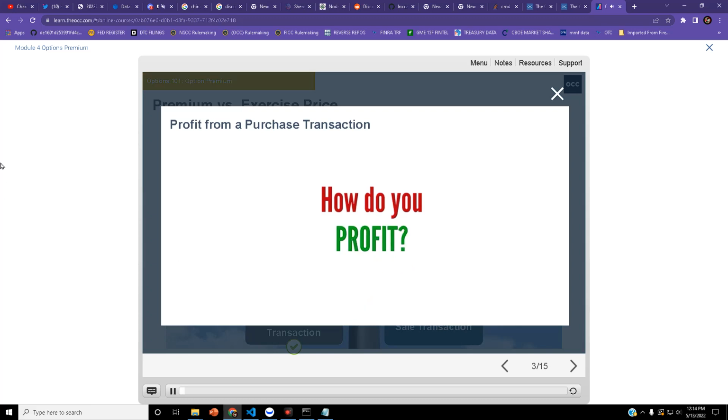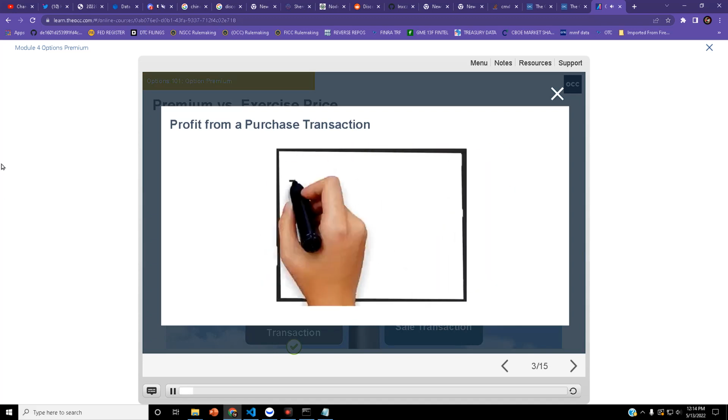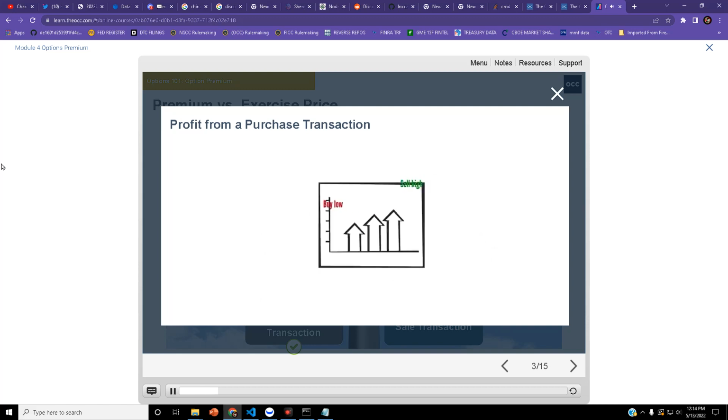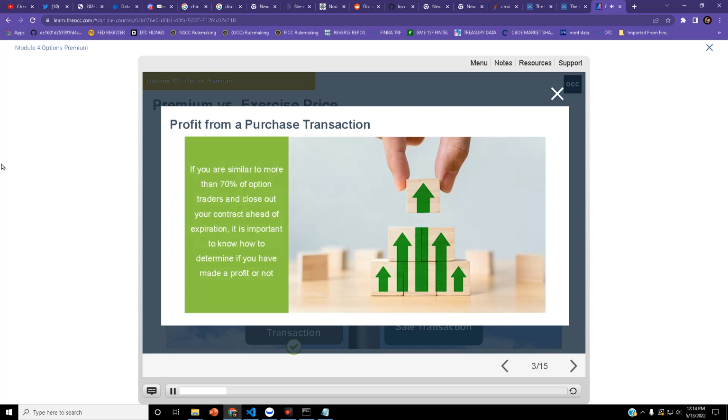How do buyers profit from an option transaction? Remember the adage, buy low, sell high? When buyers purchase any asset and then sell it, this saying applies, of course. If you are similar to more than 70% of option traders and close out your contract ahead of expiration, how do you determine if you have made a profit or not?